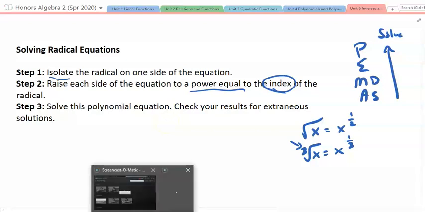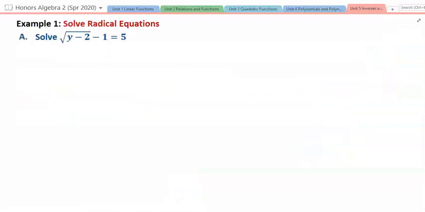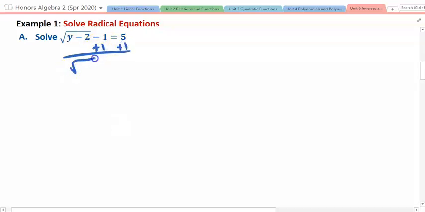Now, let's talk about this first example. So here we see the square root of y minus 2, minus 1, is equal to 5. And remember, step one said to get the radical by itself, and so my first step will be to add 1 to both sides of this equation. And so I get the square root of y minus 2 is equal to 6.